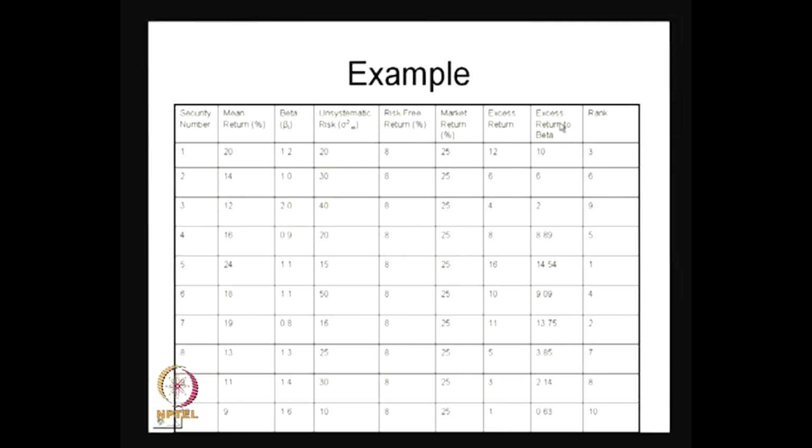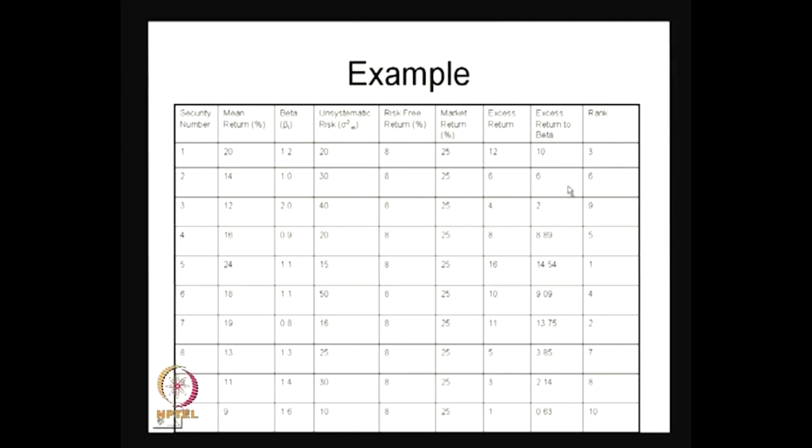Then whenever we have calculated the excess return to beta ratio, as per the steps given by the Sharpe theory or Sharpe's model, we have given different ranks on the basis of the excess return to beta that we are getting. This is the highest excess return to beta, that is why we have given it rank 1. Next is 13.75, it is 2, then 10 is 3, 9.09 is 4, like that we are giving ranks to the different assets in our total universe of assets.